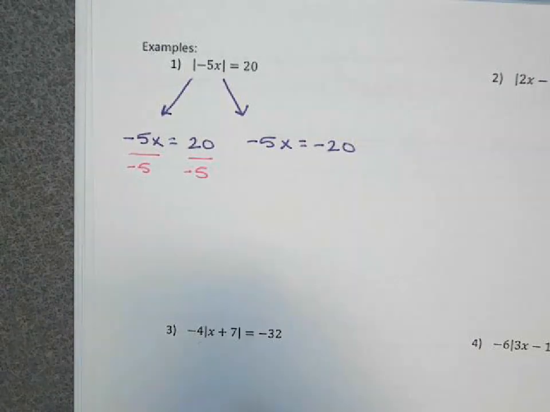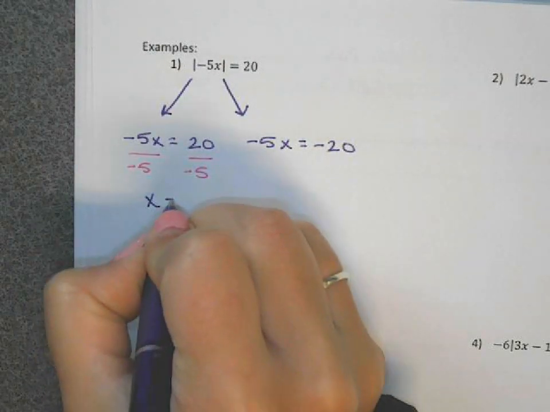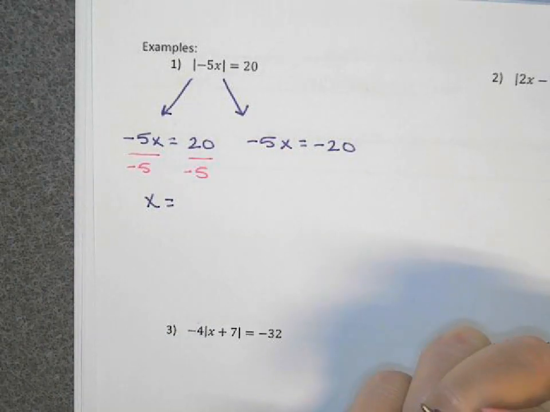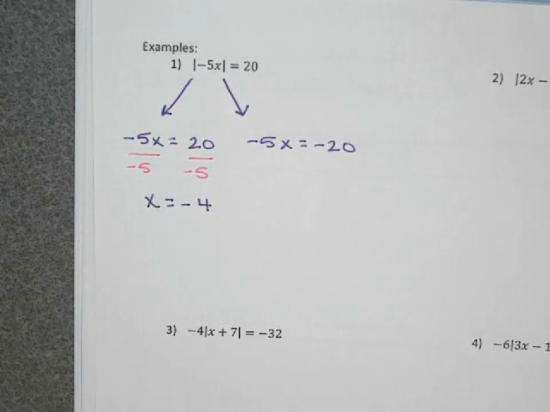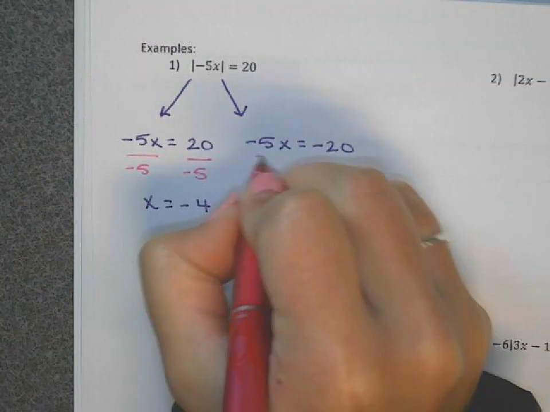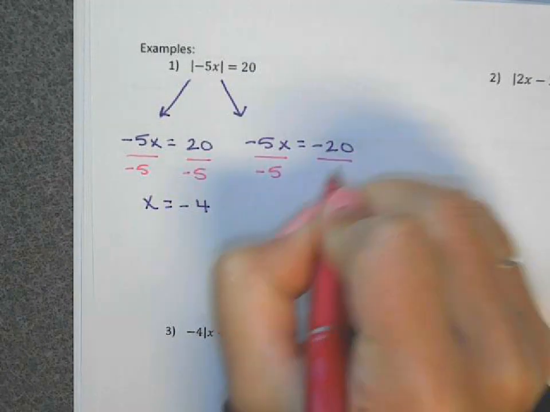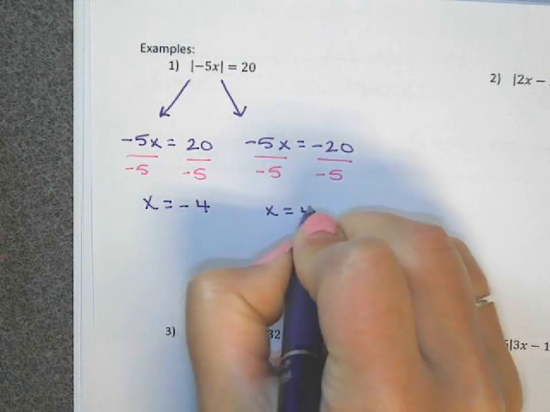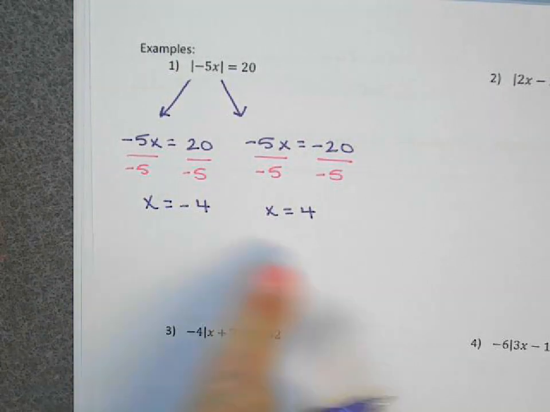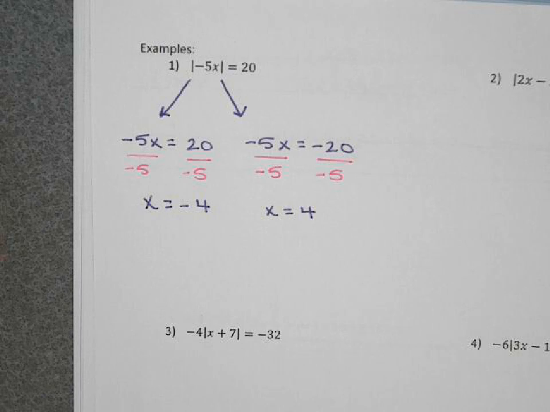On the left side, we're left with just x. On the right side, 20 divided by negative 5 is going to be a negative 4. And on this one, we're going to have to divide both sides by negative 5. And we're going to get that x is positive 4. Now, your answers are not always going to be 4 and negative 4, or a number and its opposite. And you're going to see that in this next one.